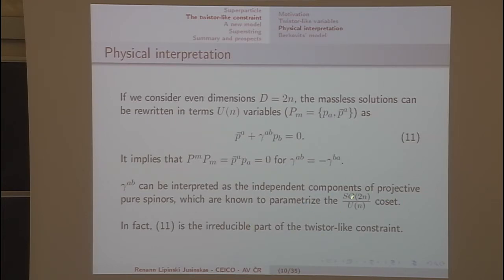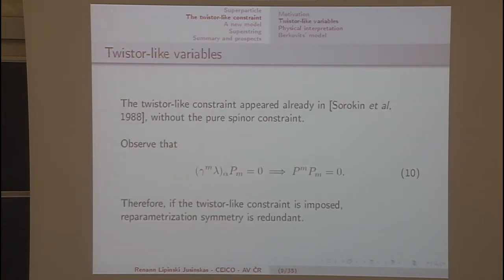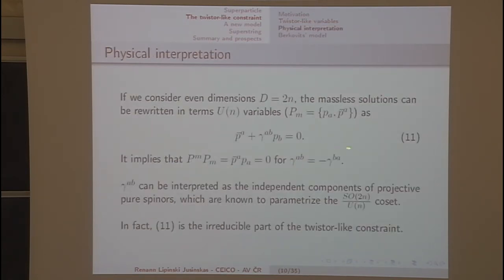as exactly the components of these projective pure spinors, and they are known to parametrize this coset. You can see papers from Nekrasov explaining better this connection to projective pure spinors and the parametrization of this coset. And in fact, if you decompose the components of this constraint in terms of these U(N) variables, you see that these are exactly the independent constraints, or the independent components of that constraint.